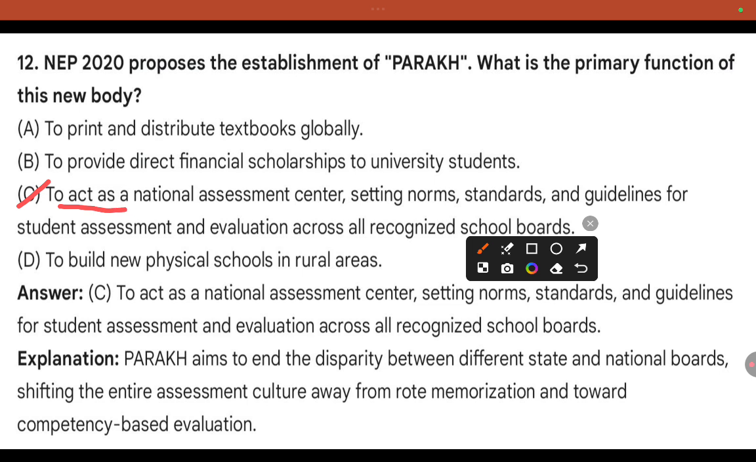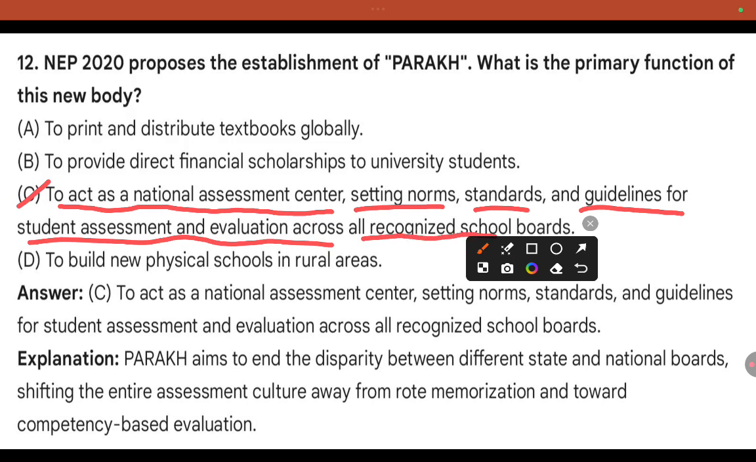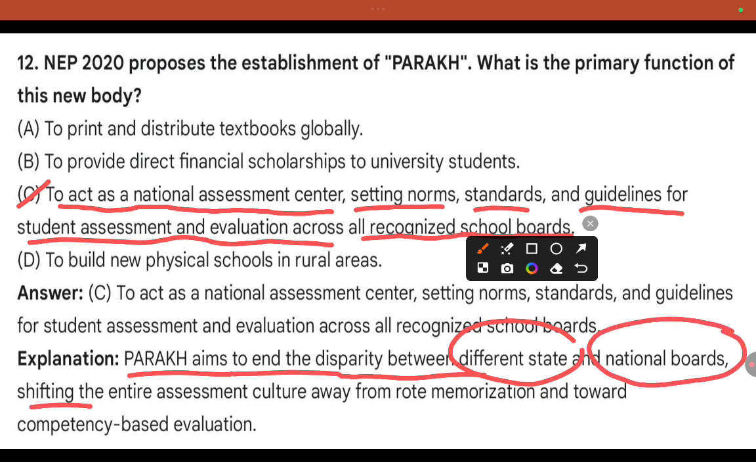To act as a national assessment centre, setting norms, standards, and guidelines for student assessment and evaluation across all recognized school boards. PARAKH aims to end the disparity between different state and national boards, shifting the entire assessment culture away from rote memorization and towards competency-based evaluation.